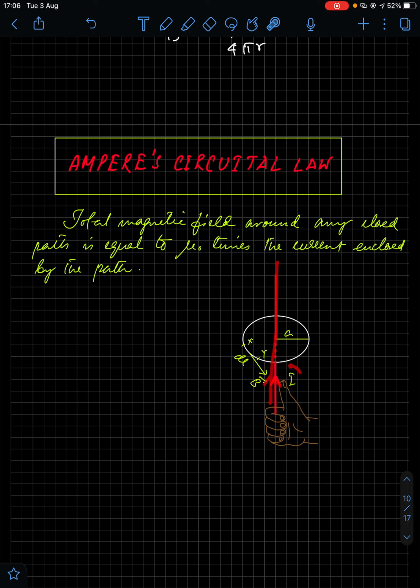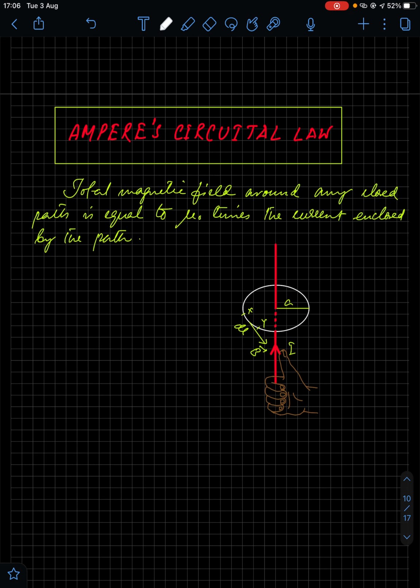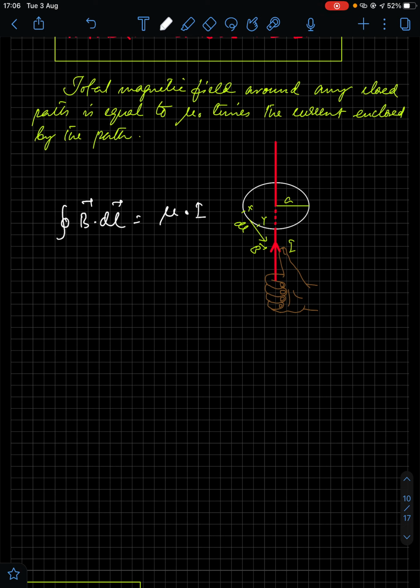So you can see in the diagram, you have a straight wire carrying current I. Ampere circuital law says that the total magnetic field around any closed path is equal to mu naught times the current enclosed by the path. So in accordance with Biot-Savart law, your relation for the total magnetic field around this path will become the closed integral of B dot dl is equal to mu naught I.